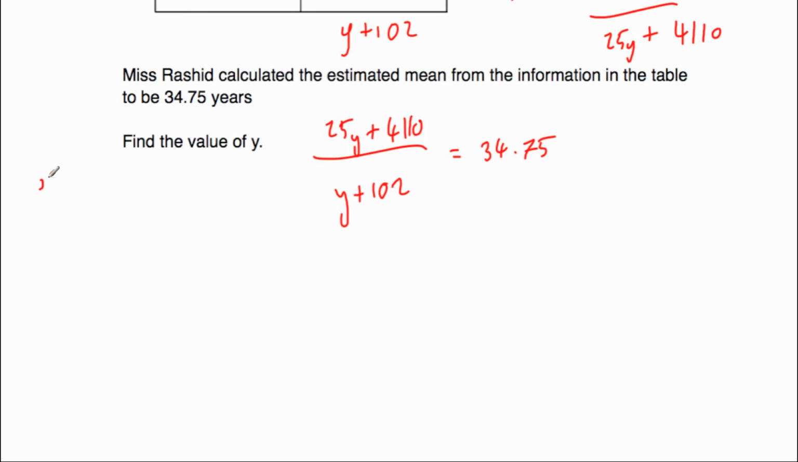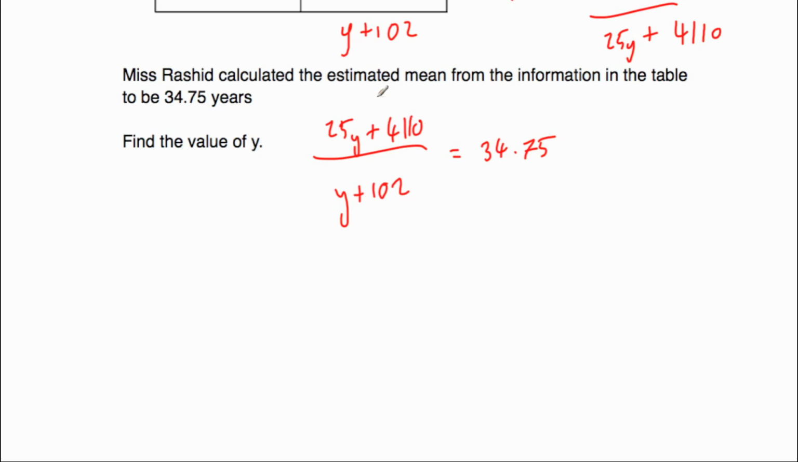Just think about it: if I had x divided by 5 equals 4, I would probably want to get rid of this divided by 5, so I'd times both sides of this equation by 5. On the left-hand side, because I had x divided by 5, if I times it by 5 I'd just be left with x. On the right-hand side, because we're multiplying both sides by 5, I would get 20. And my answer would be x equals 20. Likewise for this, I want to get rid of this divide by y plus 102, so I'm going to multiply both sides of this equation by y plus 102.